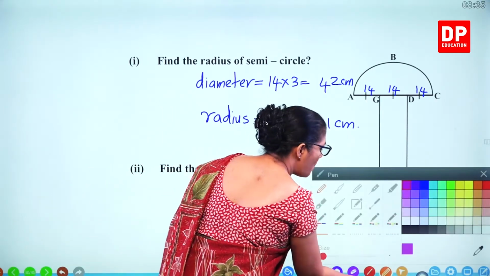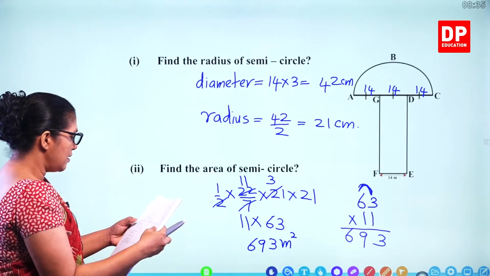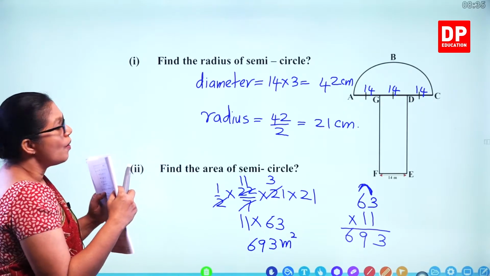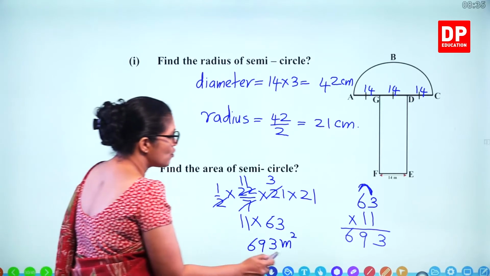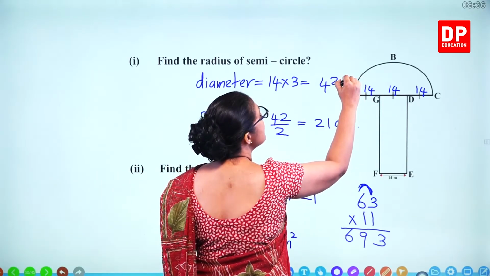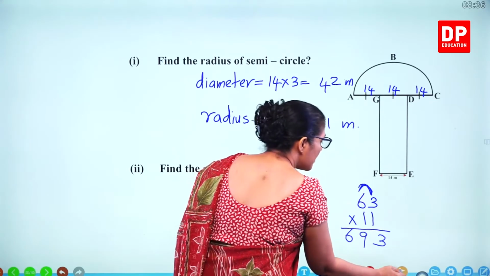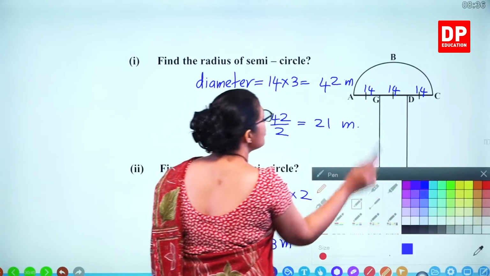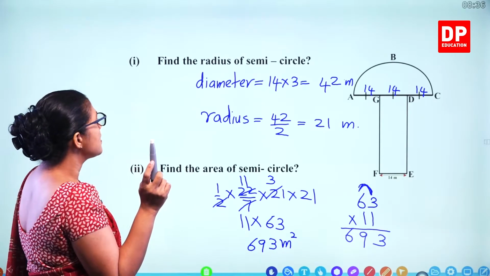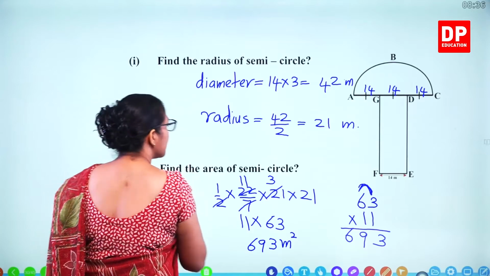So how many marks for that? In this one, 21 is the answer. Now, I put centimeters. So, what should be the units? This is not centimeters, this is meters given. So, I'll change it. So, this is meters. So, answer is 21 meters. So, how many marks? You get 2 marks for that.